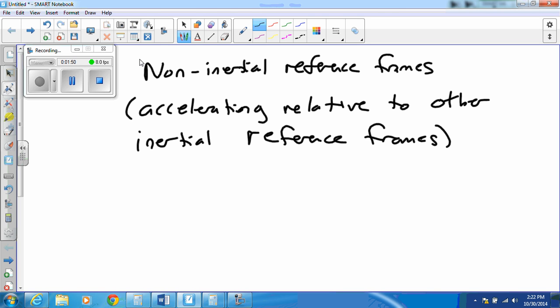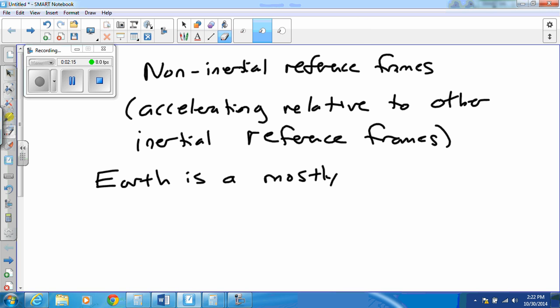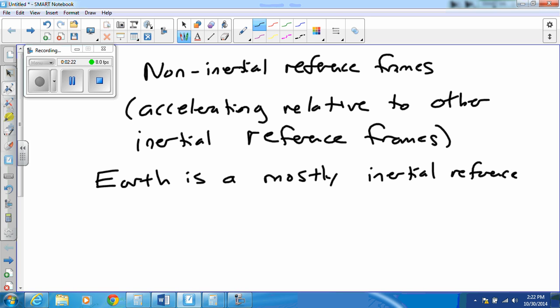The reason that they spin, what is it, counterclockwise? Depends on your hemisphere. And that's because of the rotation of the Earth. So the Earth is a mostly inertial reference frame.